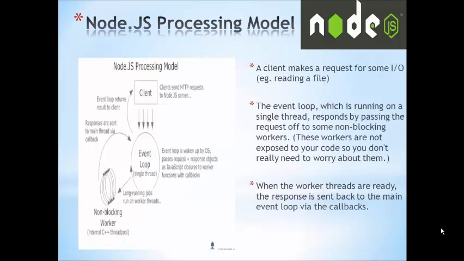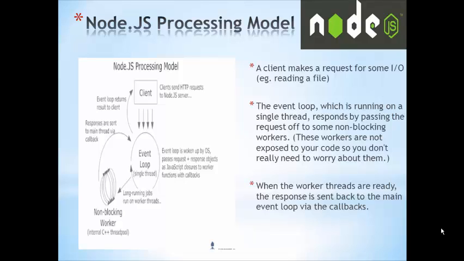Okay, so this is the Node.js processing model. Basically, when the client makes a request from any browser, for reading a file or anything, this is how the request is processed. It goes to an event loop, which returns a result to the client.